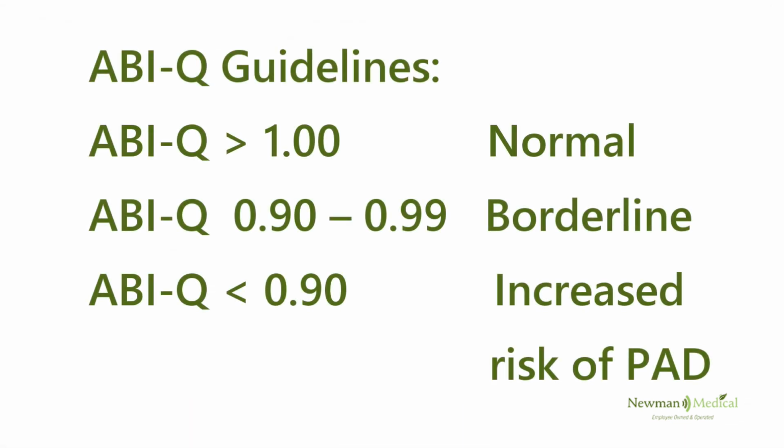ABI-Q guidelines. ABI-Q greater than 1.00 indicates normal. ABI-Q between 0.90 and 0.99 indicates borderline risk of PAD. ABI-Q less than 0.90 indicates increased risk of PAD.